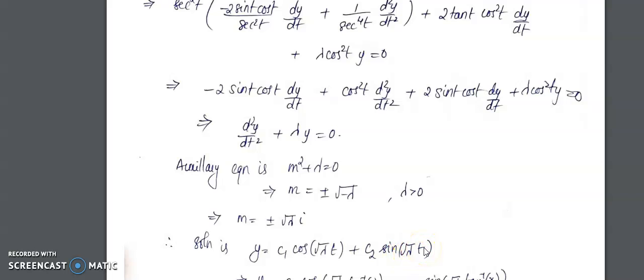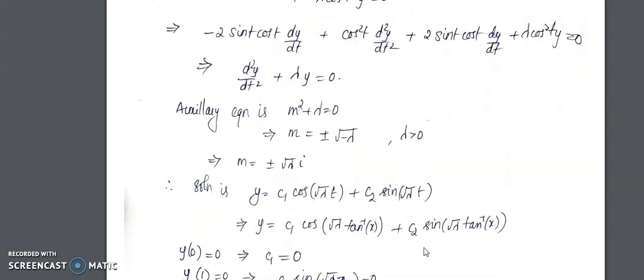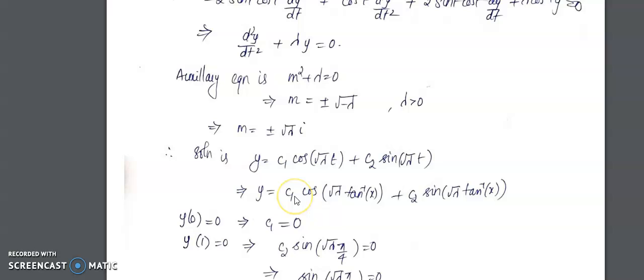Now we started with the substitution x equal to tan t. So here t will be tan inverse of x. So our solution is y equal to c1 cos root lambda tan inverse of x plus c2 sin root lambda tan inverse of x. Now use the boundary conditions.